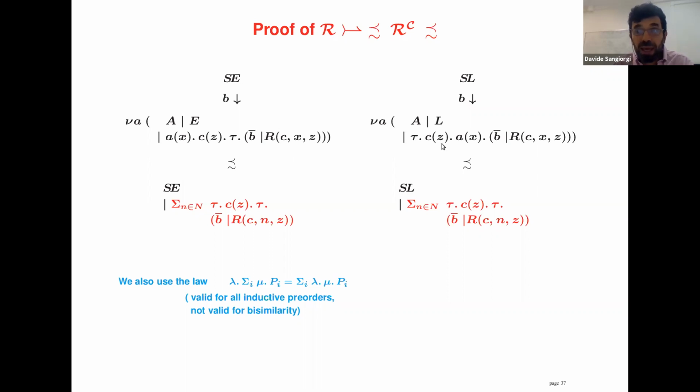simple algebraic laws, mainly the expansion law, but in this case, I also use this law here. Of course, I need something else because the equality is not valid for bisimilarity. So I need at some point this law, which is a distributivity law for prefixes under summation. This sigma is a summation. And this law is valid for all inductive preorders that we have seen before, but is not valid for bisimilarity. And then at the end, I end up with systems like these in which the red part is a common context. I cut it off and I am done.